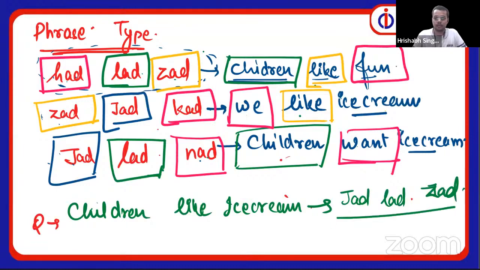So this will be the coded sentence for children like ice cream. I hope, yeah, you can write it like that also.